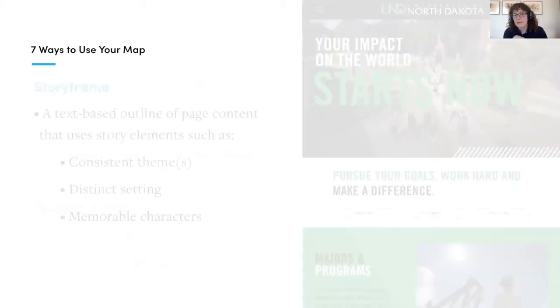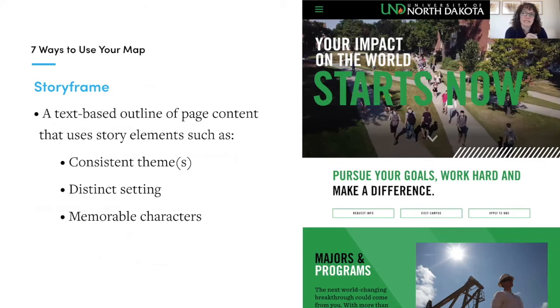So a story frame, very basically, is a text-based outline of page content that uses story elements. I have a screenshot here from the University of North Dakota. They just launched their website earlier this week. When we were very first starting strategy, before we got to design, before we got to copywriting, we just wrote out in natural language what we wanted this page to communicate.